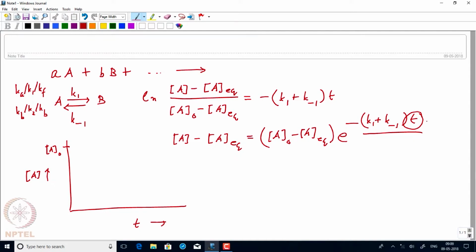Now for that I can think that when t goes to infinity, this entire thing becomes 0. So by solving, we'll see that A will be equal to A equilibrium. So at a very long time, it actually reaches the equilibrium concentration. Suppose A equilibrium is somewhere here.